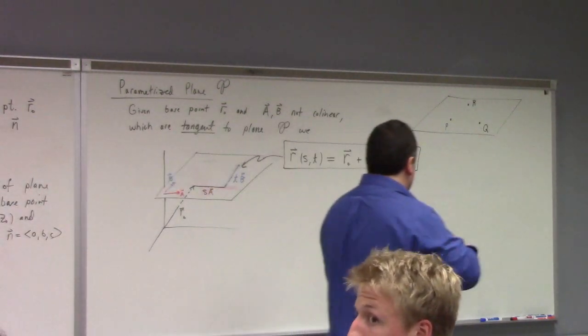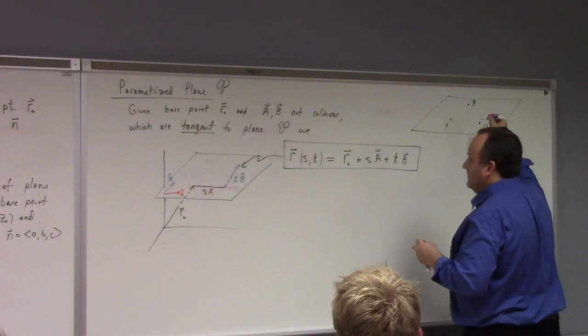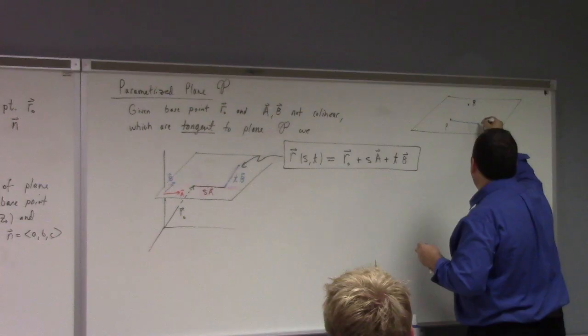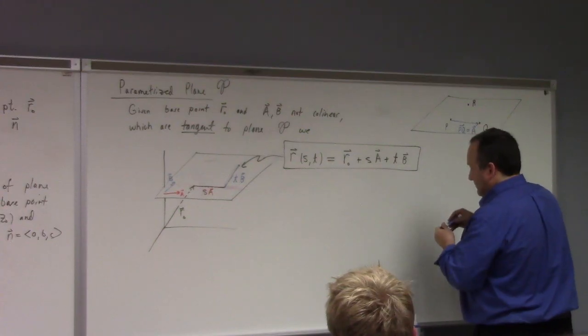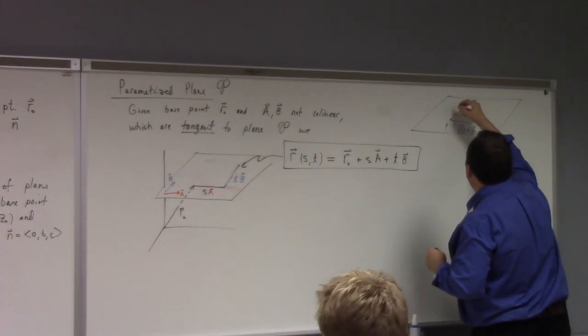I'm just choosing P to be the base point. Then Q minus P, or the vector from P to Q, is the A vector. And then the vector from P to R is the B vector.